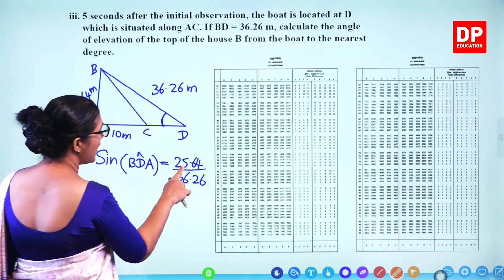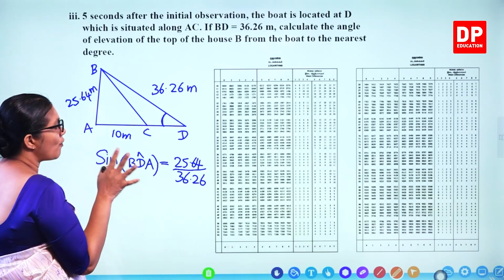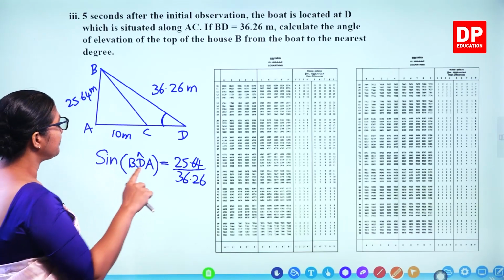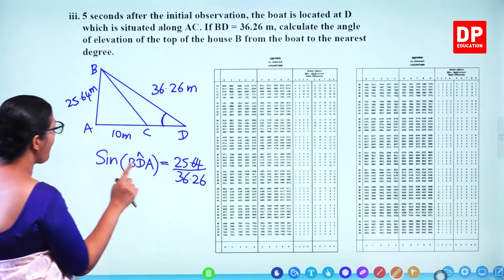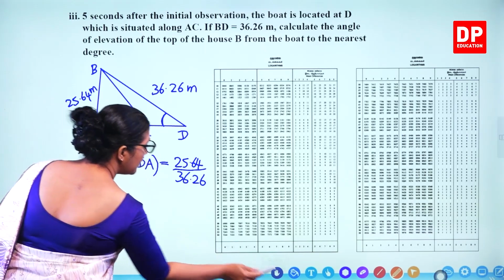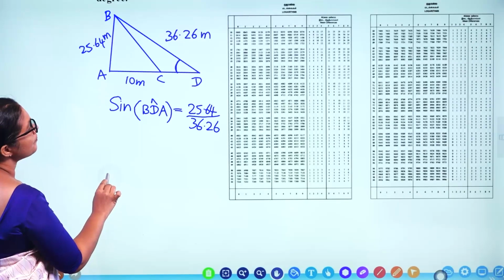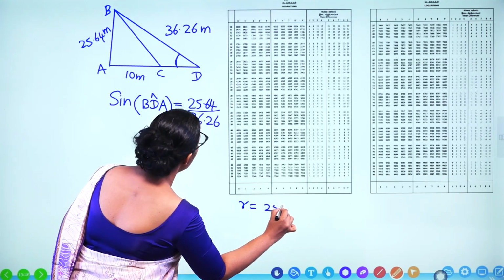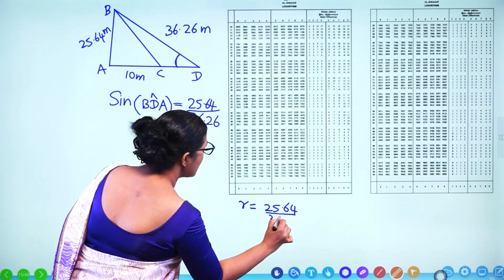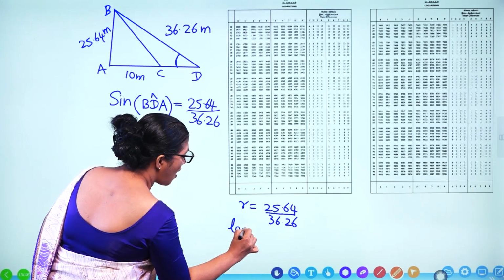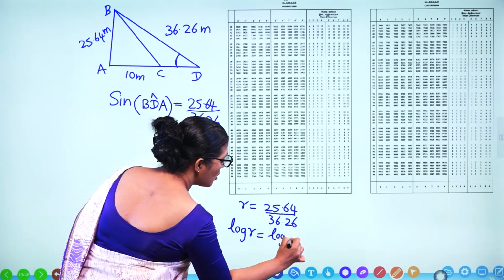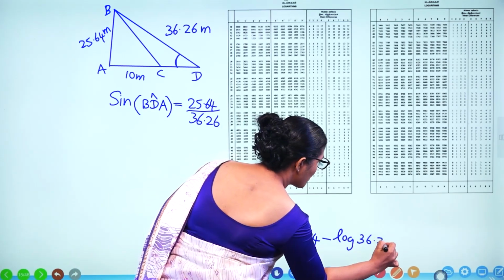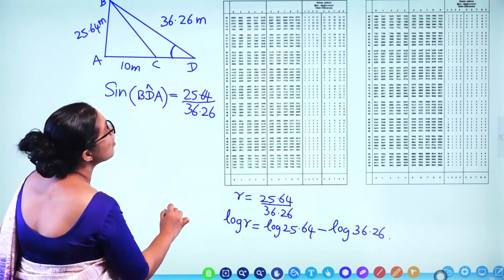That means you take the log value of 25.64 and subtract the log value of 36.26. So we have to do this separately. So we'll do it here. If R is 25.64 over 36.26, log of R is log of 25.64 minus log of 36.26. Now refer to the log tables.